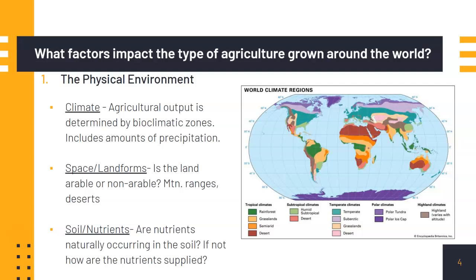Farmers worldwide must work within or adapt to these natural conditions to grow food and sustain their communities. Understanding these factors helps us see the vital connections between the environment and the types of agriculture practiced in different regions.